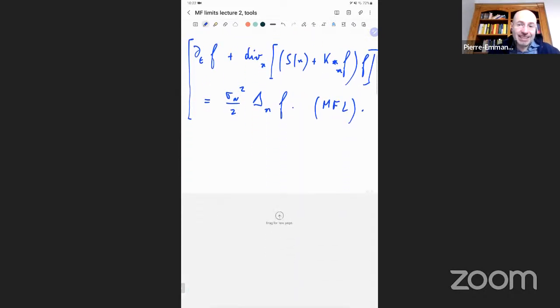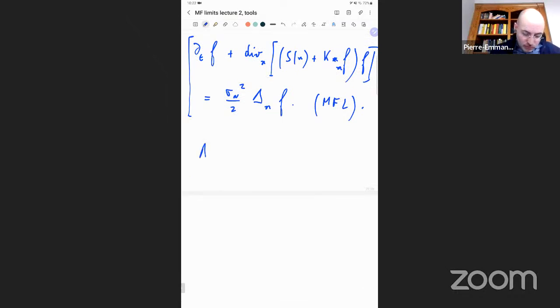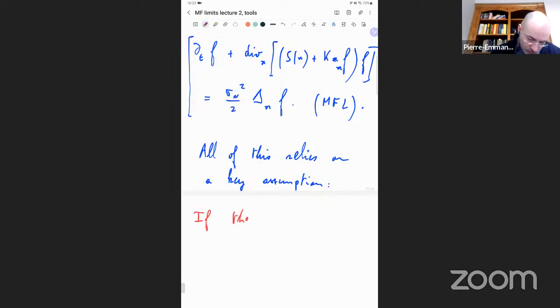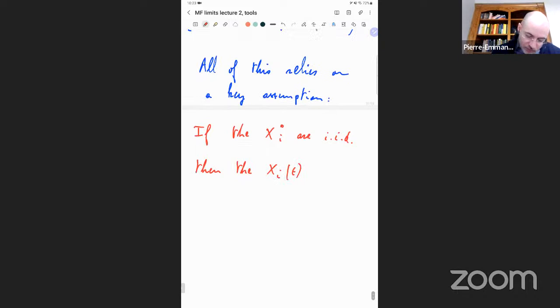All of this relies on a key assumption. If the xi at time 0, capital X here, are IID, then the xi at time t are almost IID. And this is called propagation of chaos.